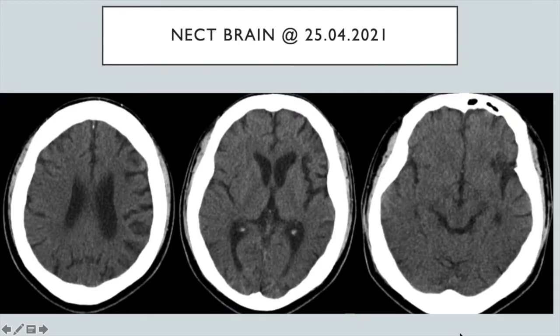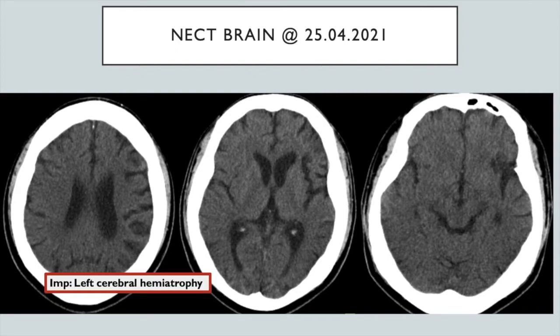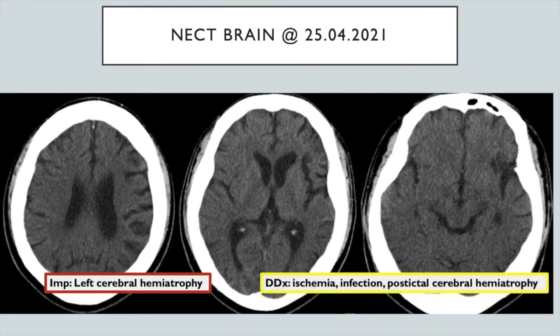As you can see from these few selected plain CT brain images, the ventricles, cerebral sulci, and Sylvian fissures are relatively more prominent for the patient's age, in keeping with cerebral atrophy. However, it is slightly more pronounced over the left side. So initially, our impression is that the left-sided prominent CSF spaces may represent left cerebral hemiatrophy, which is a relatively non-specific finding with many causes, including ischemia, infection, and post-ictal cerebral hemiatrophy.